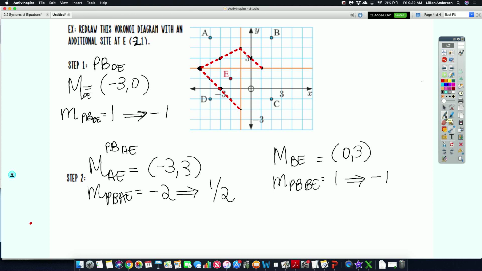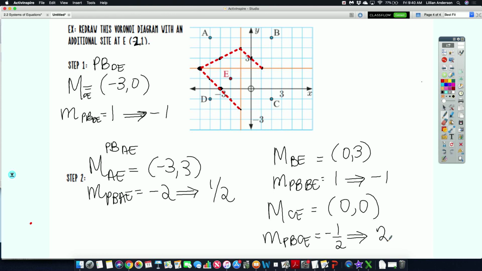And as you can see, hopefully they're starting to enclose E, and I probably just need this one more, midpoint and gradient of CE to finally close in that cell that's going to add in that additional site of E. So I need the midpoint of CE, which is 0, 0. And then the gradient of CE is going to be negative 1/2. So the perpendicular slope of CE is going to be positive 2. So from there, I'm going to go up 2 over 1.